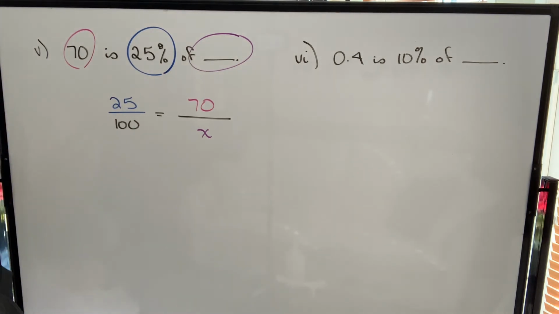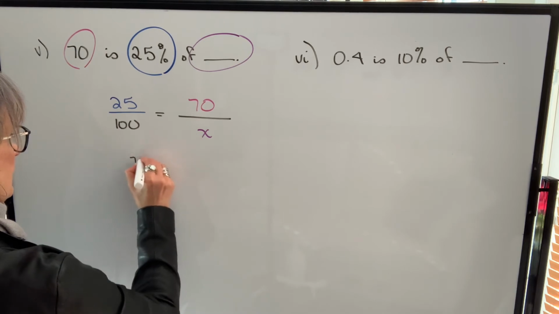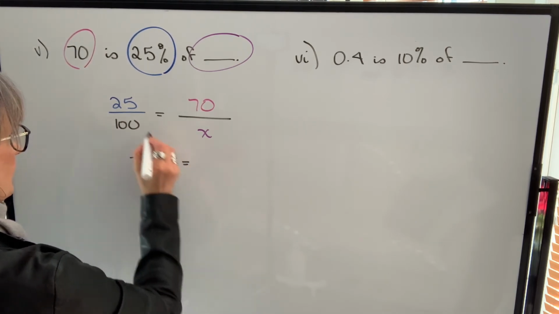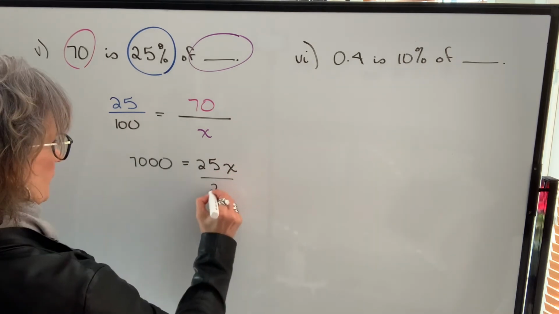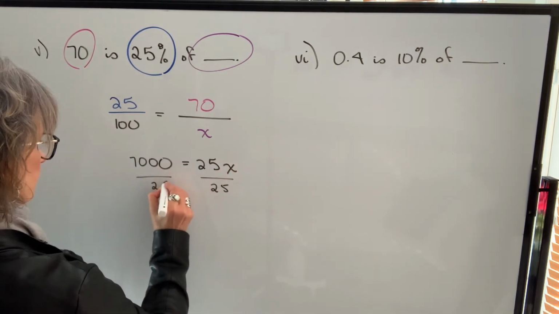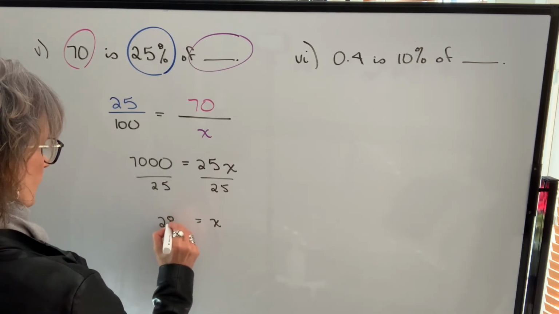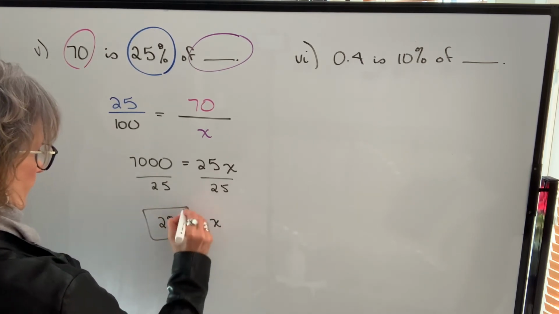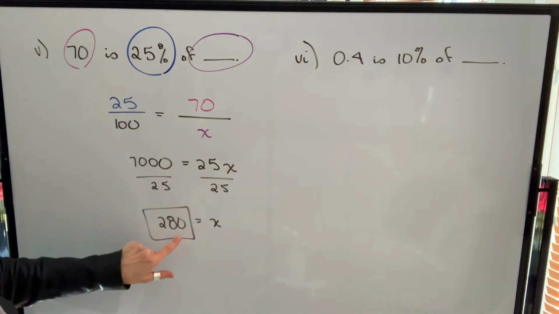Now we're going to cross multiply. So we're going to have 100 times 70, which would be 7,000, will equal 25 times x. Divide both sides by 25. And we get x equals 280. So if 70 is 25% of the total, the total must be 280.